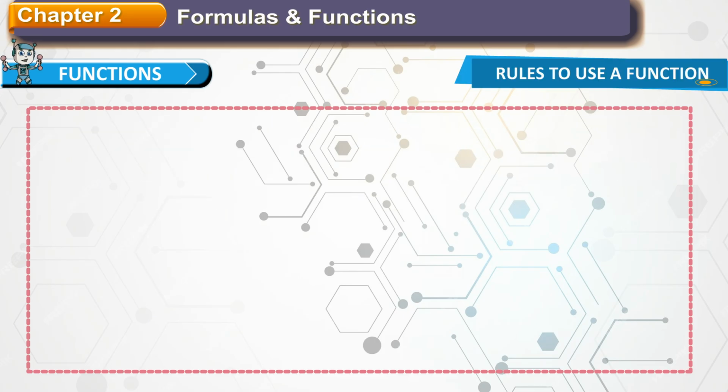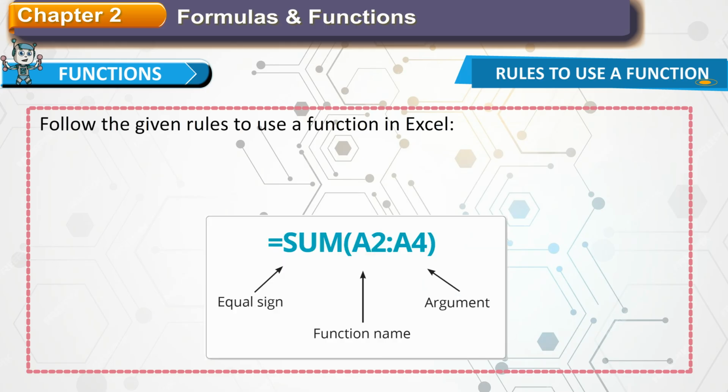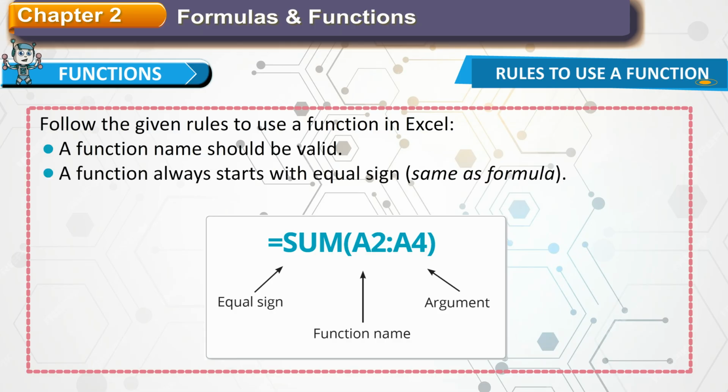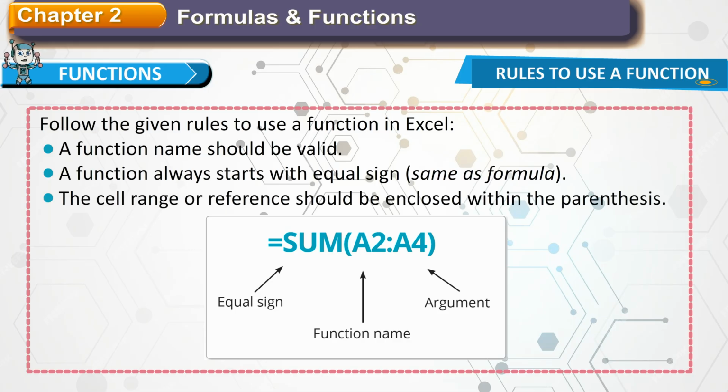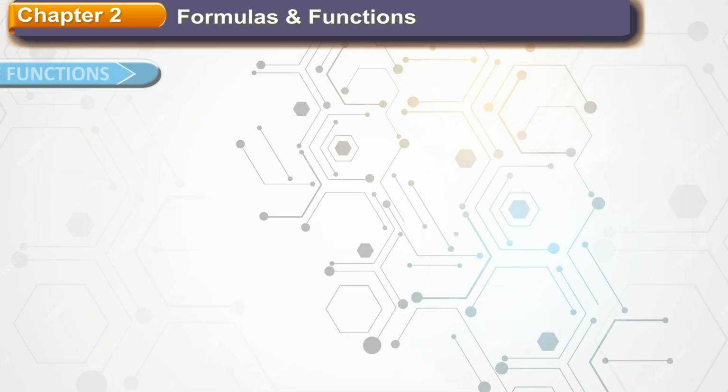Rules to use a function. Follow the given rules to use a function in Excel. A function name should be valid. A function always starts with an equal sign, same as a formula. The cell range or reference should be enclosed within the parenthesis. For example, =SUM(A2:A4). Equal sign, function name, argument.